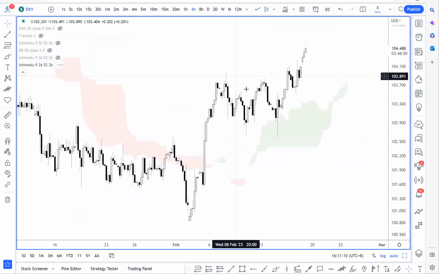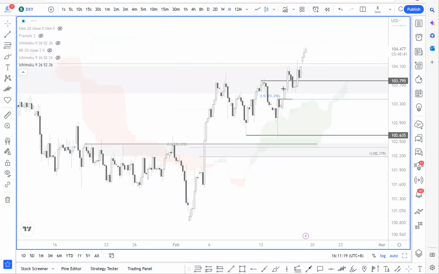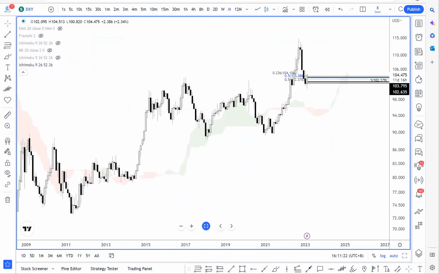Okay, so you can see that dollar index is pushing much higher. It broke the resistance area, and the support levels are still being respected. So on the higher time frame first, again, let's take a look at it. On the higher time frame, on the monthly, it's sitting on a support level. You can see here, resistance turned support level.